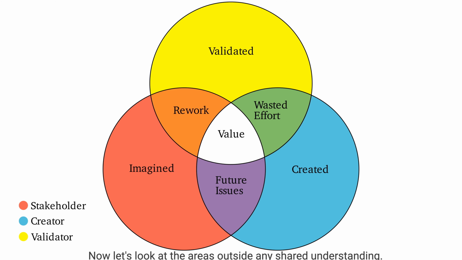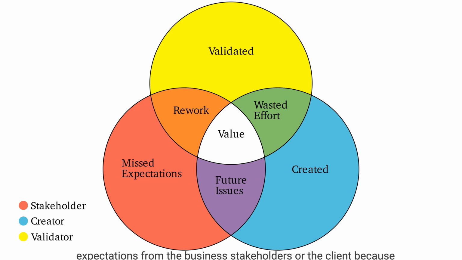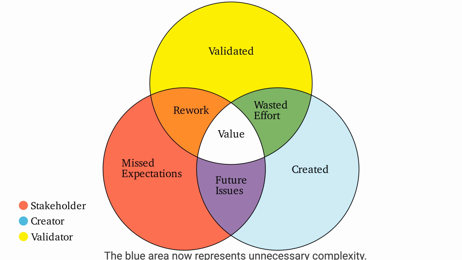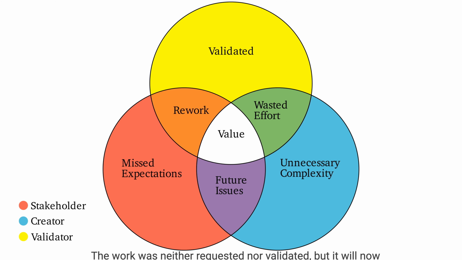Now, let's look at the areas outside any shared understanding. Back to the red area on the left, this now represents missed expectations from the business stakeholders or the client because ideas in this area were not created or even checked by the validator. The blue area now represents unnecessary complexity. The work was neither requested nor validated, but it will now compete for the creator's attention in their workspace unless it is completely disentangled from their current work and thrown away. As a side note, software engineers often refer to this unnecessary complexity as technical debt, the removal of which they call refactoring.